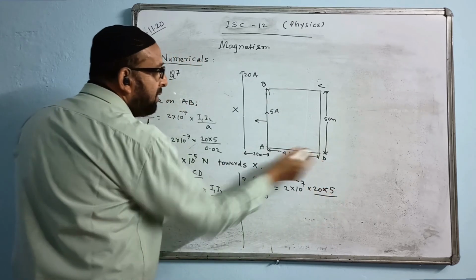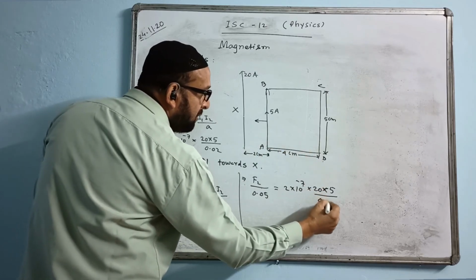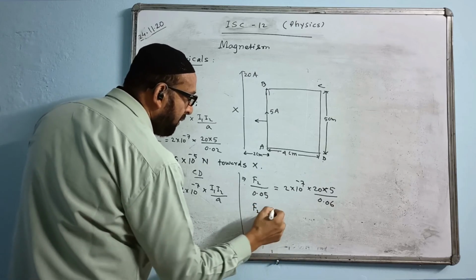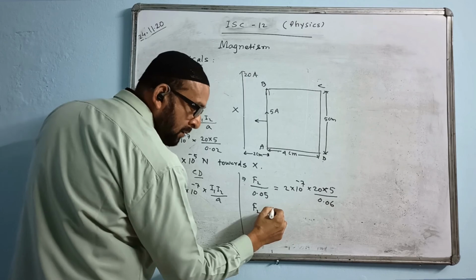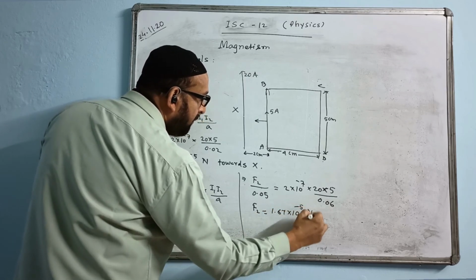What is the distance from here till here now? No, the distance is changing: 2 and 4, that means 6, 0.06. Calculating the value of F2, the value of F2 will come 1.67 into 10 to the power minus 5 Newton.